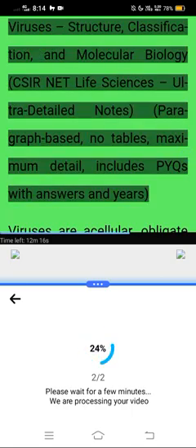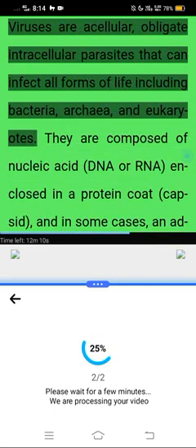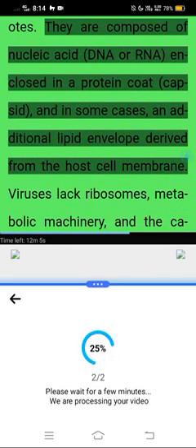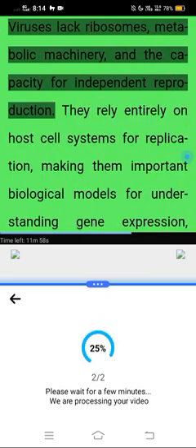Viruses: structure, classification, and molecular biology. CSIR-NET Life Sciences, ultra-detailed notes, paragraph-based, with tables, maximum detail, includes PYQs with answers and years. Viruses are acellular, obligate intracellular parasites that can infect all forms of life including bacteria, archaea, and eukaryotes. They are composed of nucleic acid, DNA or RNA, enclosed in a protein coat, the capsid, and in some cases, an additional lipid envelope derived from the host cell membrane. Viruses lack ribosomes, metabolic machinery, and the capacity for independent reproduction.